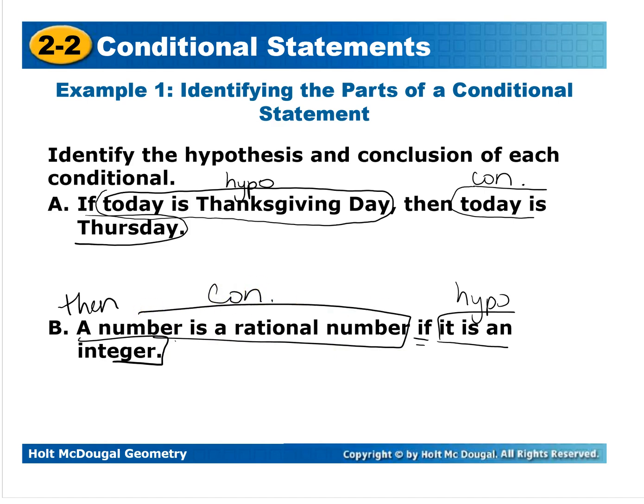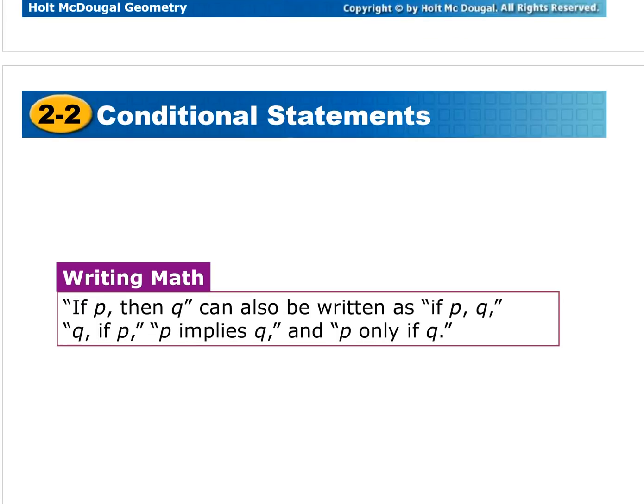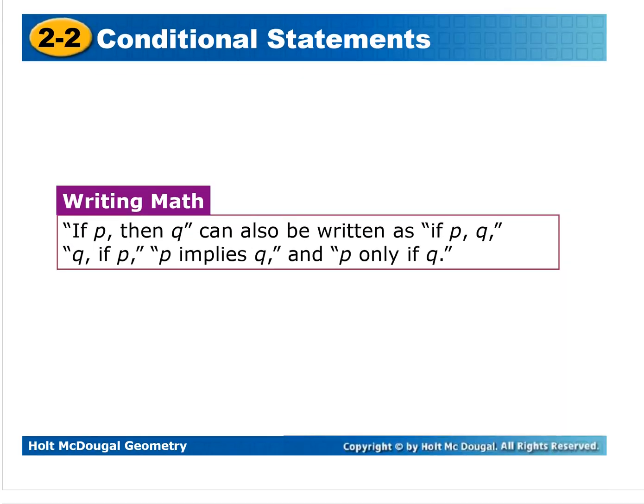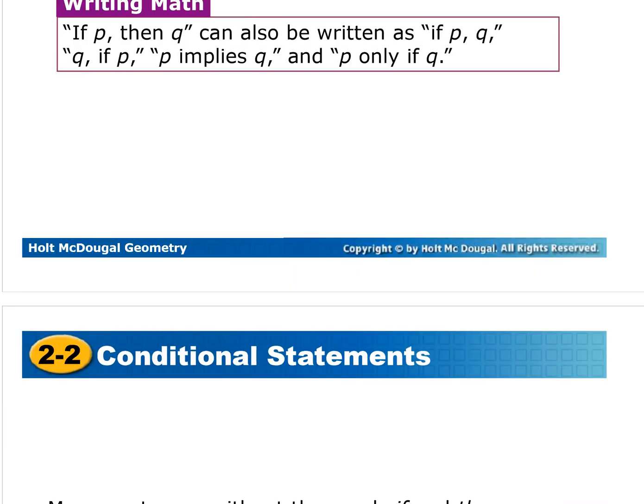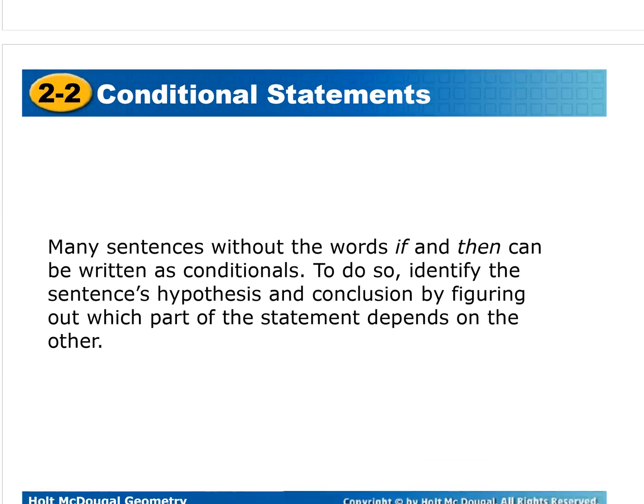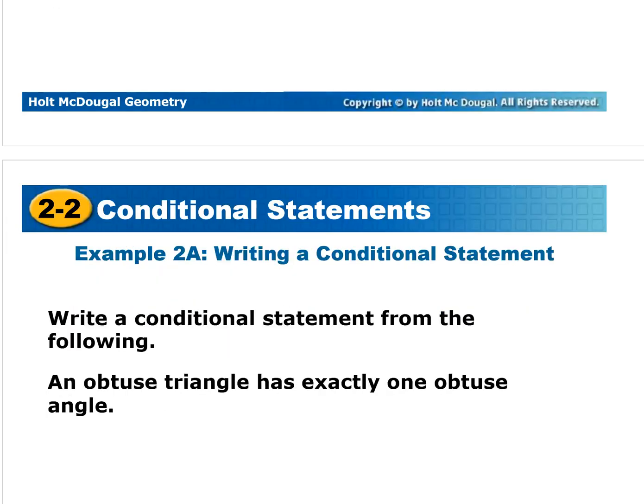So you're just looking for those keywords. If something is your hypothesis, then something is your conclusion. If P, then Q can also be written as if P, Q. You don't need to write the then, or you can write Q if P, like that last one. There are different ways of writing it. You might see that happen, but just look for those keywords. There's usually the word if.